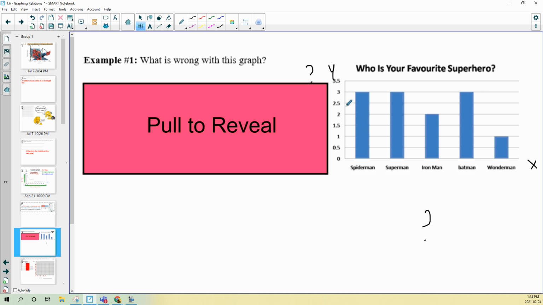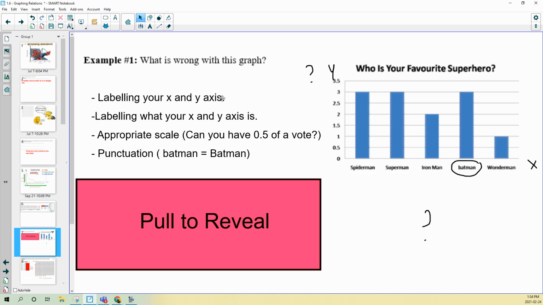I mean, it's hard. In this case right here, it's like, who's your favorite hero? If this is a voting, you can't have 0.5 of a vote. So if I were, I would use whole numbers here. Also, grammatically, if you're working with a title of a person, or in this case, a superhero, make sure that it is capitalized.